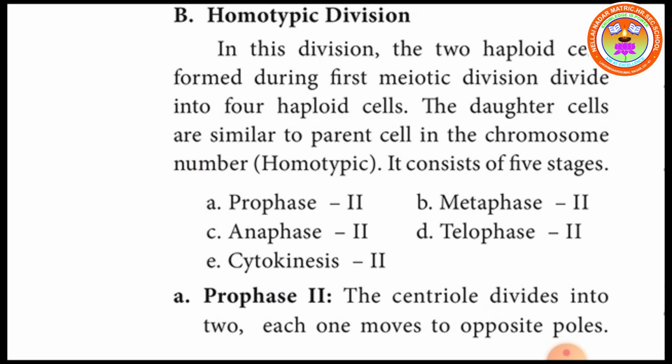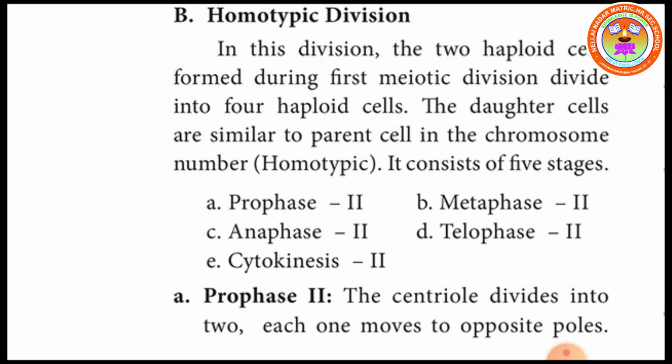Homotypic division, or meiosis 2, consists of 5 stages like meiosis 1, namely prophase 2, metaphase 2, anaphase 2, telophase 2, and cytokinesis 2. Cytokinesis means what? Division of cytoplasm is called cytokinesis. Let us start the 5 stages in meiosis 2.